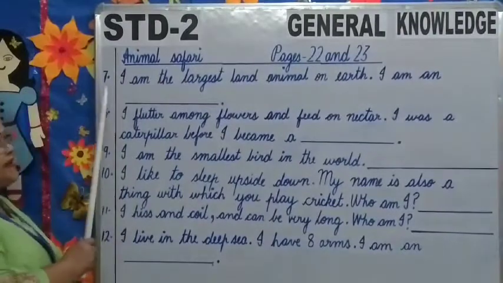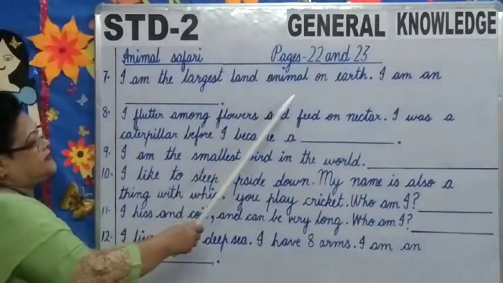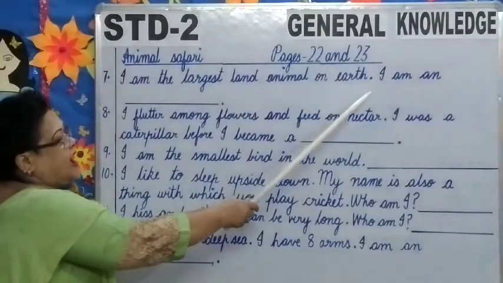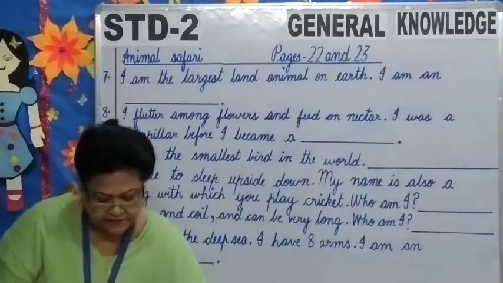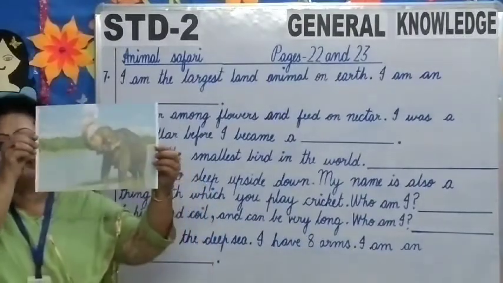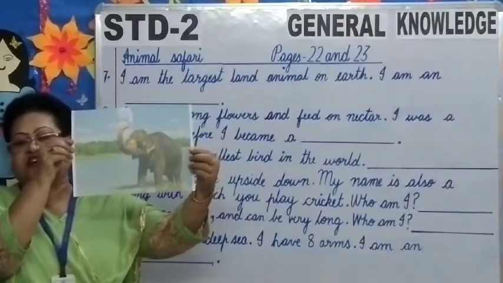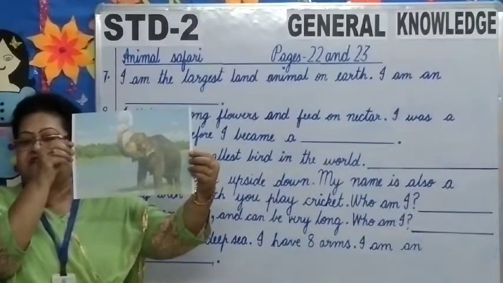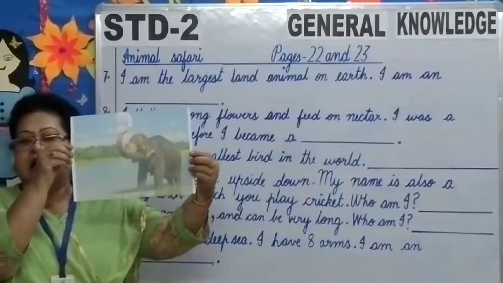Number seven. I am the largest land animal on earth. I am an dash. Look at this picture, children. Can you recognize it? Yes. This is a picture of an elephant. An elephant is the largest land animal.